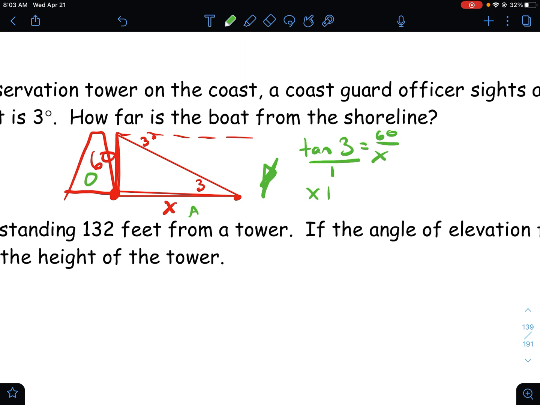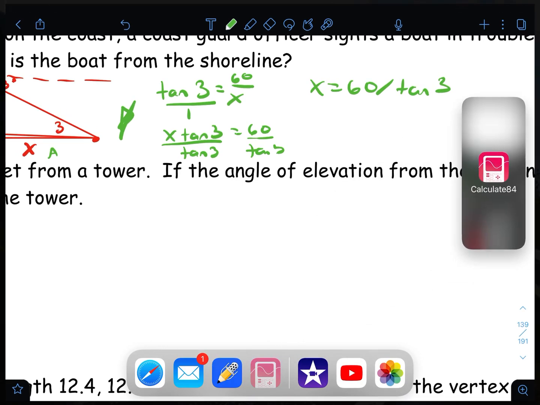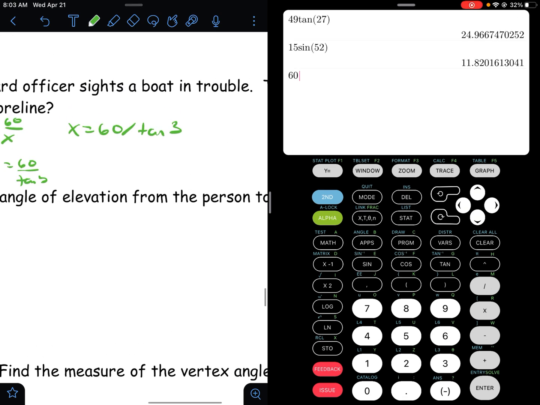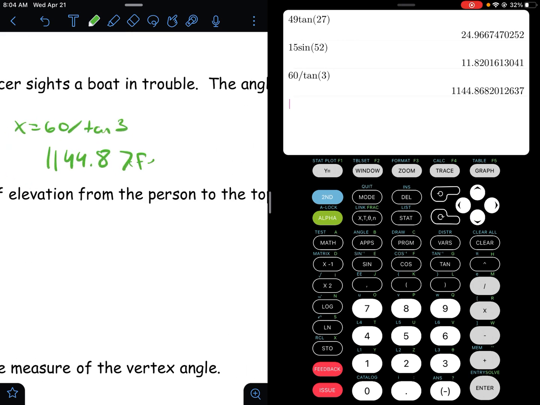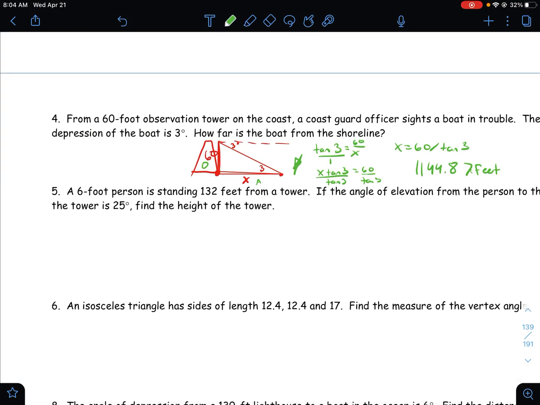So to solve for this one, we have to cross multiply. We get x tangent of 3 equals 60. And then we end up having to divide. So we get that x equals 60 divided by tangent of 3 degrees. So let's go plug that in. And we get 1144.87 feet. So hopefully you're kind of starting to get an idea of how you set these up. Basically, you read the problem, you draw a picture, and then you figure out what they're asking for, and you solve for that.